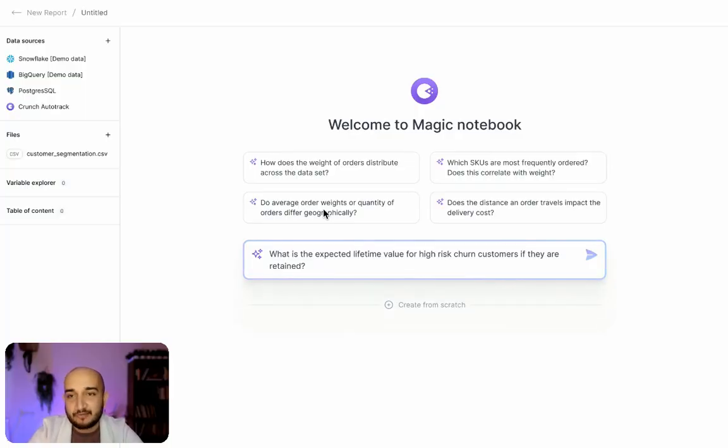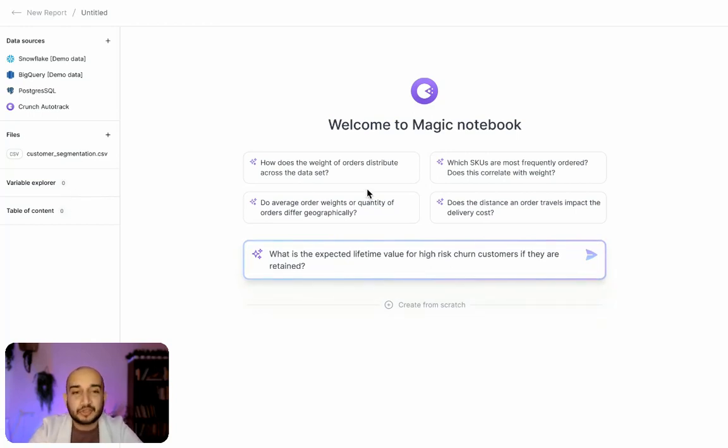Today we are going to look at an e-commerce company and do an analysis on the average lifetime value for a high risk churn customer. And as you are aware, we have our data sources on the very left, and we have uploaded the file here. By now, you're probably familiar with our UI, but if you're looking at it for the first time, the variable explorer starts populating as the analysis runs.